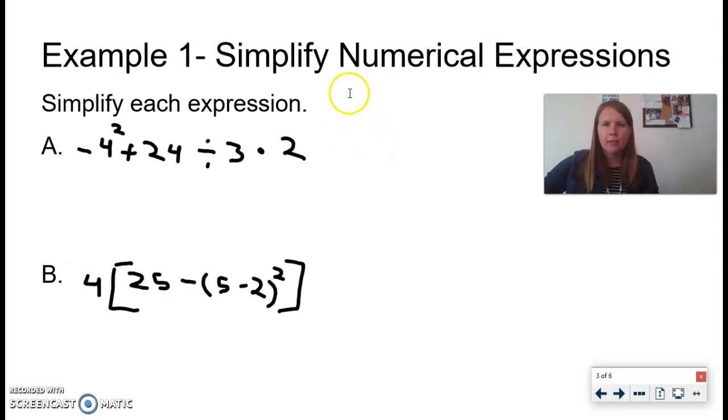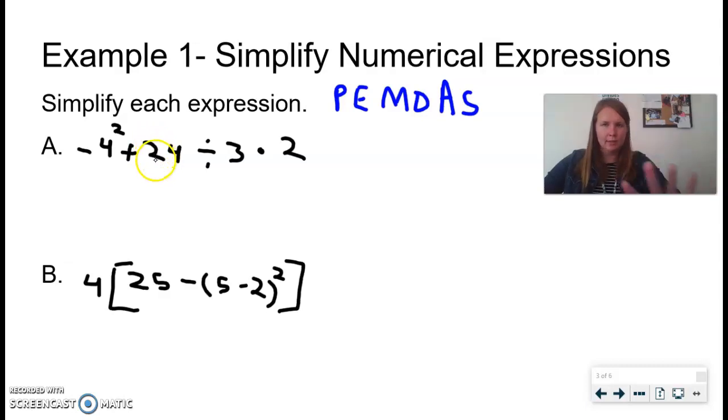Remember your PEMDAS. In this case, there are no parentheses, so you don't have to worry about that one. In this one, there is an exponent, so solve out your exponent first. Then think about your multiplication or division. So you've got division and then multiplication, because again, you go left to right. And then you can do that addition part. That's just step by step. I didn't just show the work.